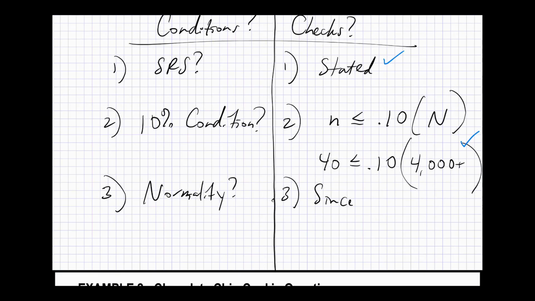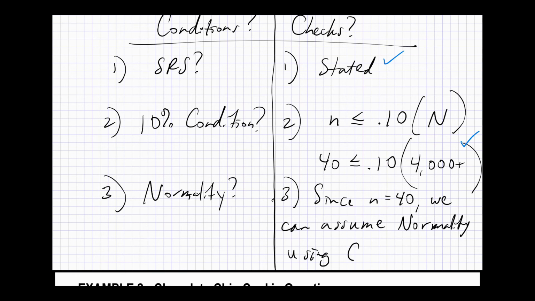Since n equals 40, we can assume normality using central limit theorem. Okay, good.